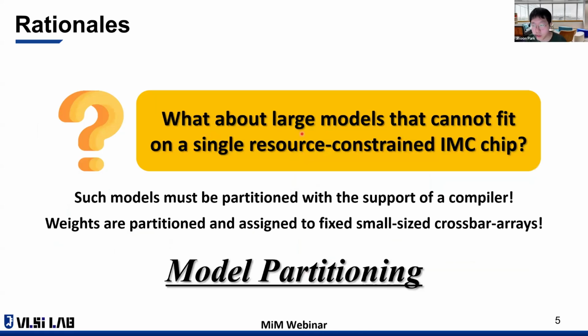So what about the large models that cannot fit on a single resource-constrained IMC chip? These models should be partitioned with the support of the compiler to fit on the chip, so that weights are partitioned and assigned to the fixed, small size crossbar arrays that are numerous in the chip. So model partitioning is the keyword, and we have to do this in order to execute large models.